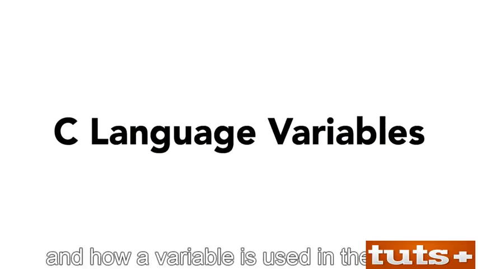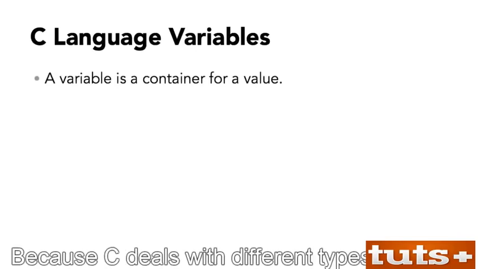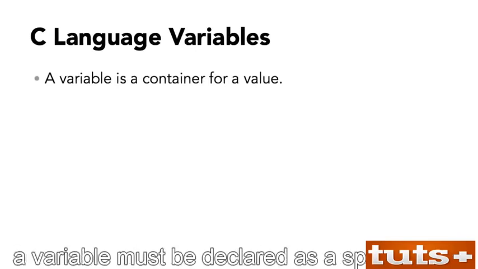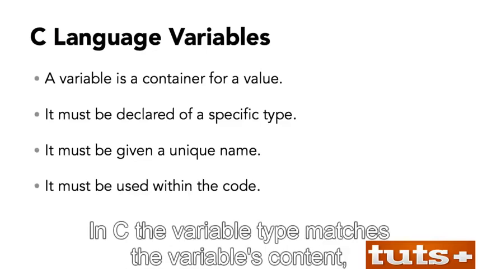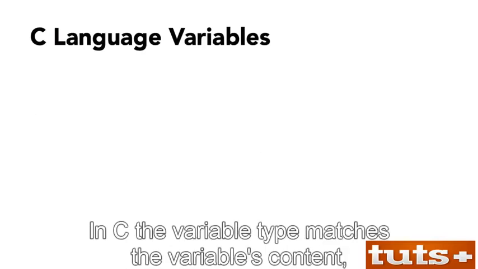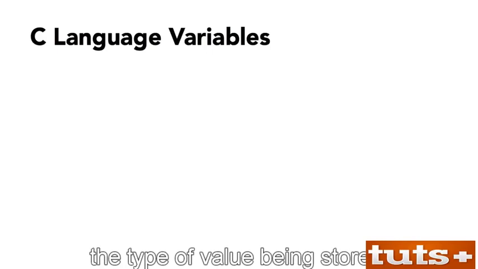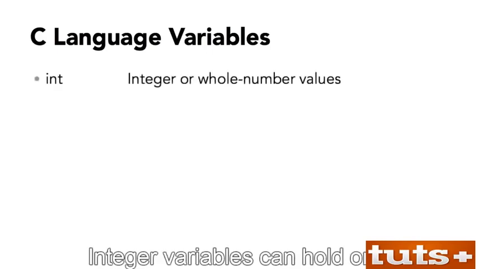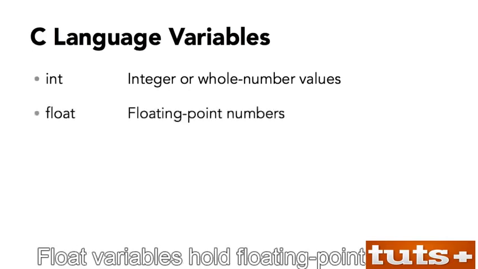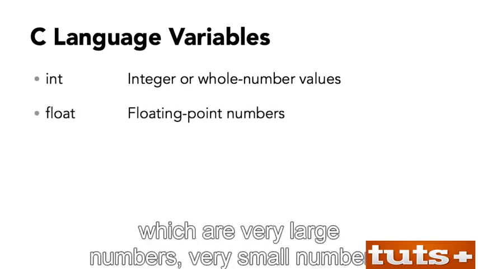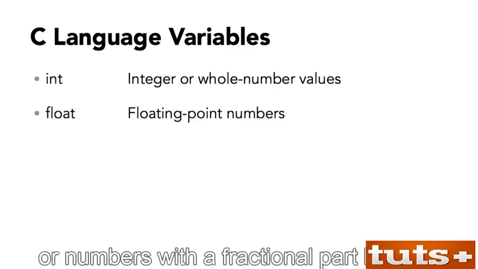A variable is a container for a value. Because C deals with different types of values, a variable must be declared as a specific type, and it's given a name that's used in the code. In C, the variable type matches the variable's content, the type of value being stored. Integer variables can hold only integer values, or whole numbers. Float variables hold floating point values, which are very large numbers, very small numbers, or numbers with a fractional part, like 2.1. Character variables hold single values, such as the letter X.